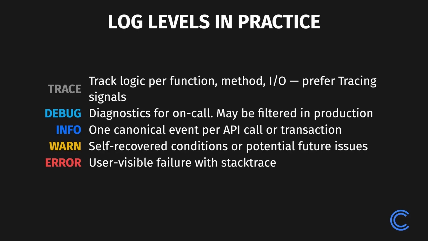Info: a wide event for every API call or transaction. Warn: any condition which might represent a future issue or that the application has self-recovered from without being visible to the user. Error: any condition in stack trace that caused a user visible failure.